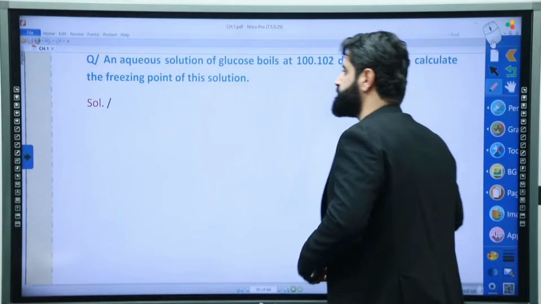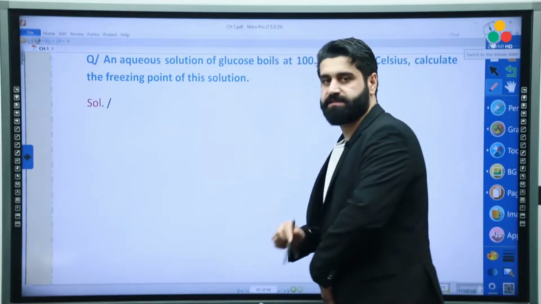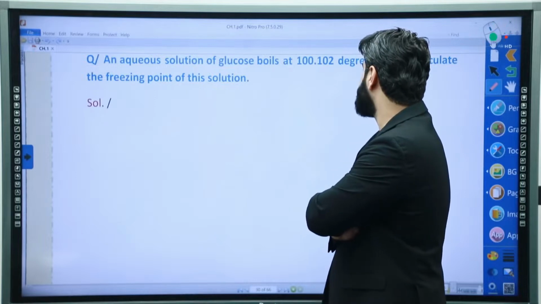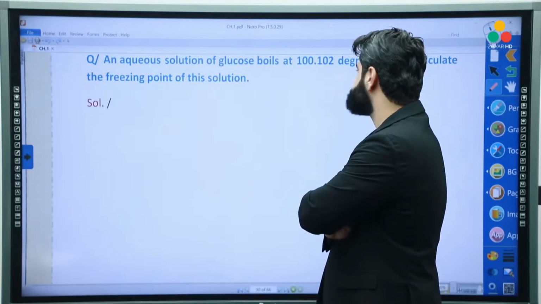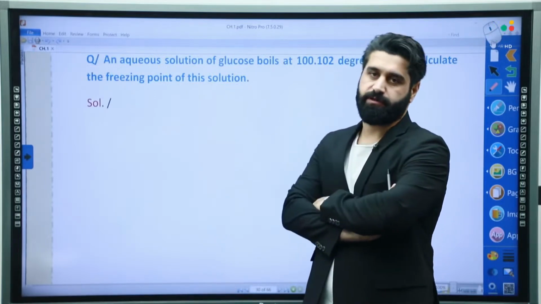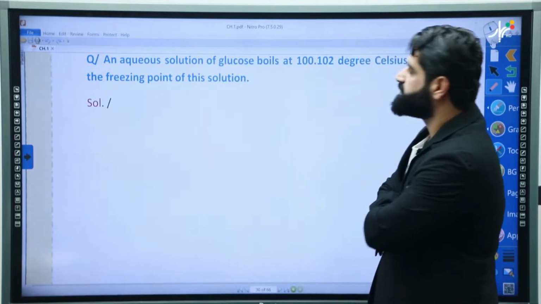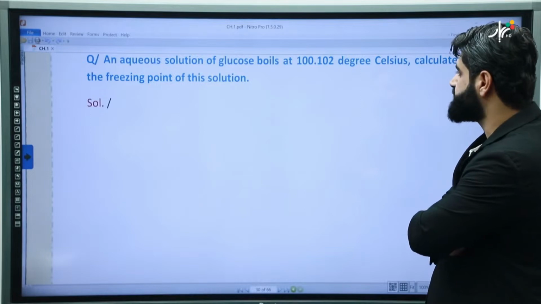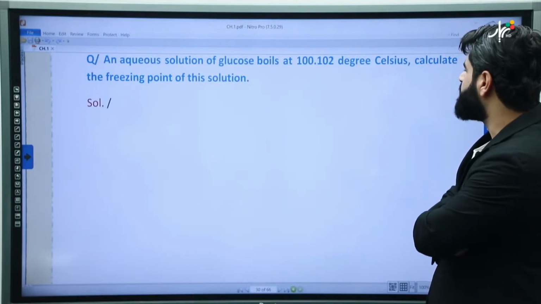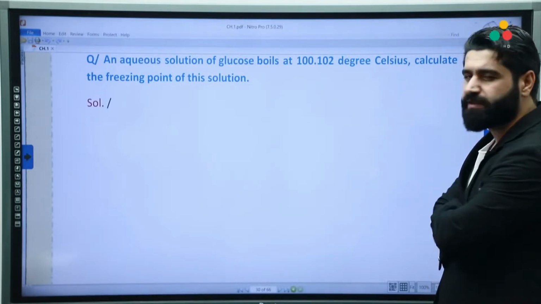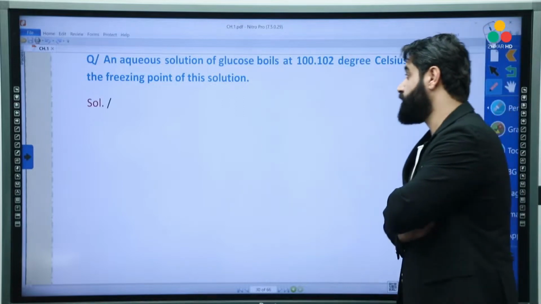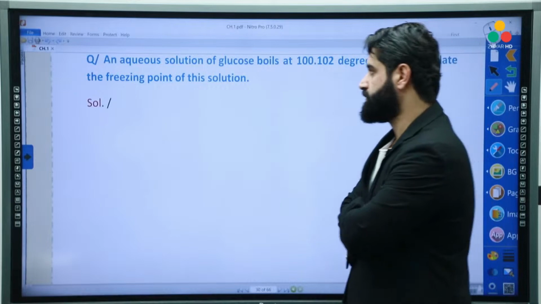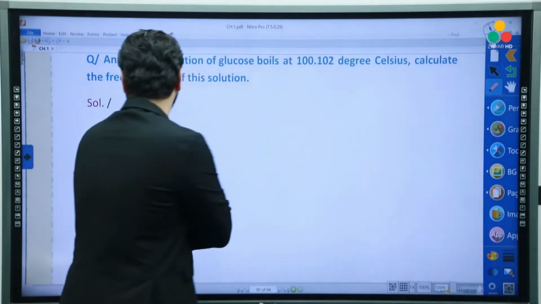Okay. Dear students, it's a very different universe, a very different question from the other questions. Just by reading the phrases, the words, you can understand that there is mixing between boiling and freezing point. It is a super different question. Let's see how and why.